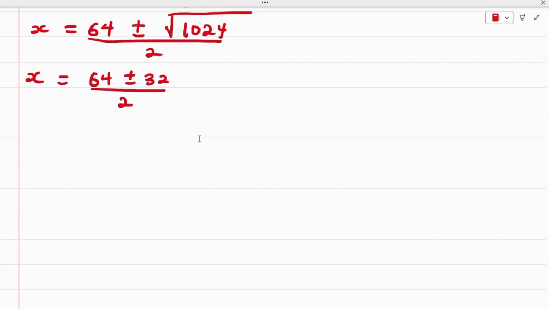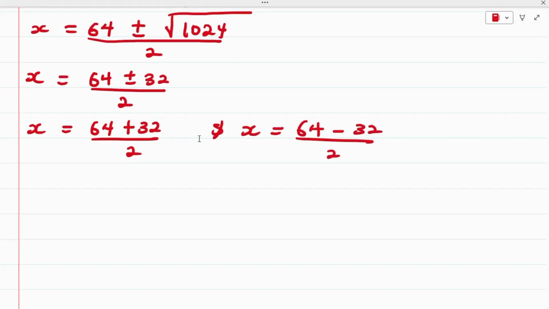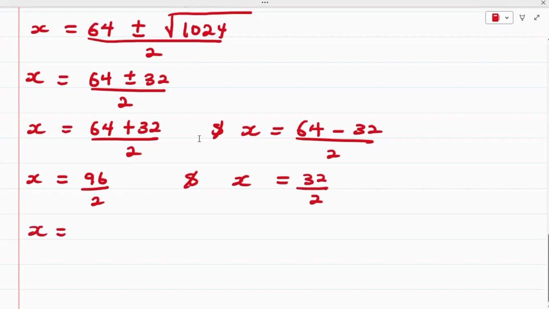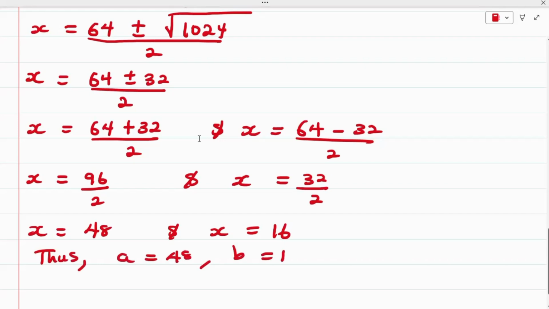divided by 2. So we have that x equals 64 plus 32 over 2, and x equals 64 minus 32 over 2. So for 64 plus 32, we have 96 divided by 2, and for 64 minus 32, we have 32 divided by 2. So 96 divided by 2 is going to give us 48, and 32 divided by 2 is going to give us 16. So thus from here we have that a is equal to 48 and b is equal to 16.